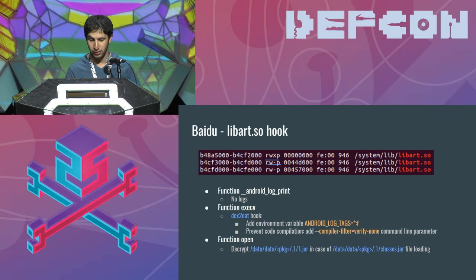And when dex2oat is executed by Android, it prevents the compilation of the dex file, meaning the oat exec section won't be empty, but Android won't use it to execute the logic of the app. It will fall back to the Smiley code. And it hooks the function open, meaning when Android tries to look for the one.jar file, instead it will decrypt the packed dex file and supply it to libart VM.